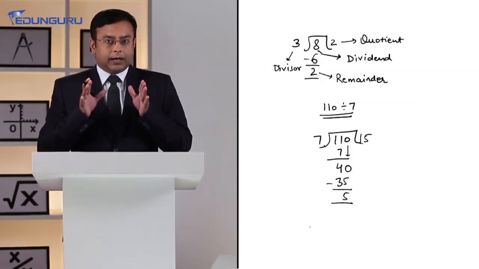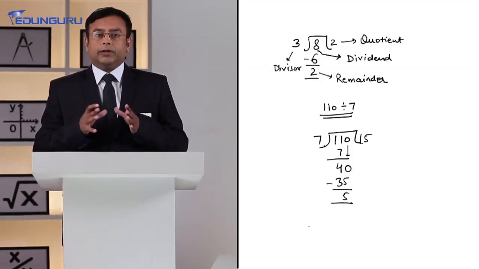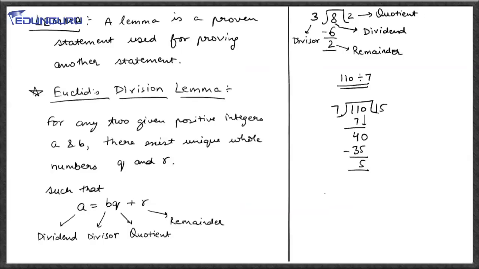Now, the division lemma connects these few numbers like this finally, and that is, 110 can be written as 7 into 15 plus 5. 110 is that A, 7 is the value of B, 15 is Q, and 5 is R. Now, that is about the division lemma. Let us take one more example.